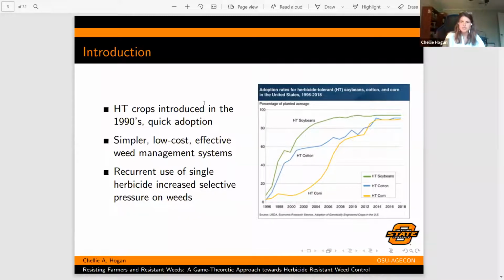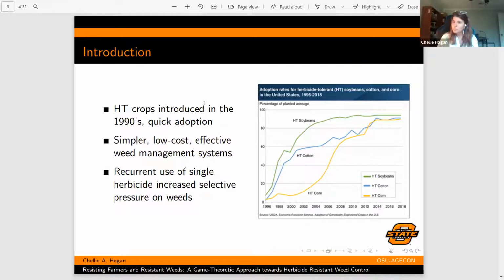So I think it really begins with the introduction of herbicide-tolerant crops that were introduced to the market in the late 1990s. I have included a graph on your right-hand side that shows the adoption rates for herbicide-tolerant crops, soybean, cotton, and corn, and how those adoption rates have increased over the years. And they've all experienced really quick adoption rates. And I think the quick adoption, at least in part, could be attributed to the fact that when a farmer implements these herbicide-tolerant crops, they can implement a simpler, low cost, while still highly effective weed management system.